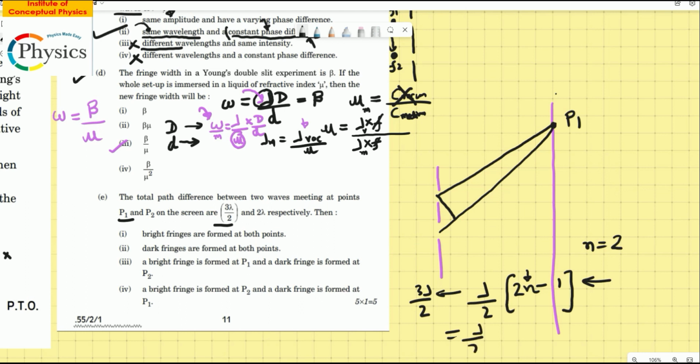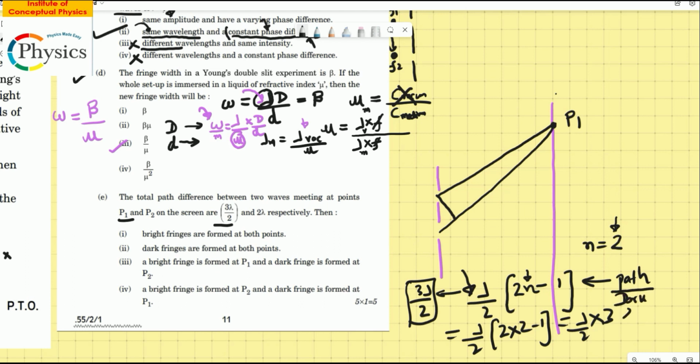I will just substitute lambda by 2 into 2 into 2 minus 1, which is equal to lambda by 2 into 3. So this is a second order dark fringe. So at point P1 where the path difference is 3 lambda by 2, the expression of dark fringe fits in very nicely. This path difference is for a dark fringe. So the answer for P1 is a dark fringe.